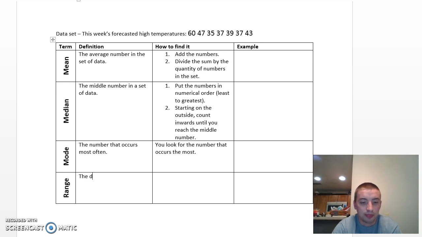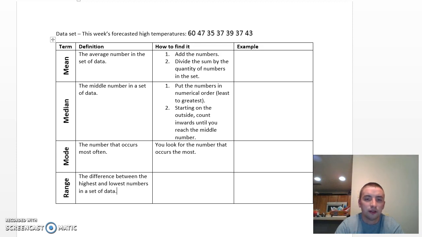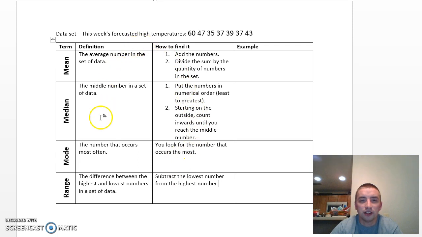The range is the difference between the highest and lowest numbers in a set of data. So how you find that is you're going to subtract the lowest number from the highest number. Alright, so go ahead and pause your video and make sure you have all 8 of these boxes written in, and then we'll do an example together.